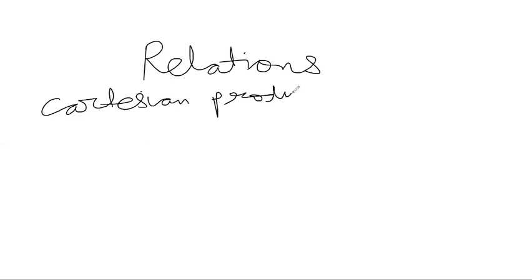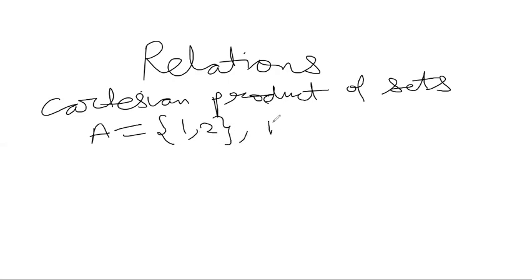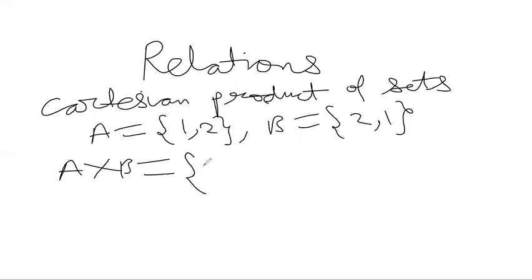Cartesian product of sets. Say there are two sets A and B. A is equal to {1, 2}, B is equal to {2, 1}. Now we will write Cartesian product as A cross B, which is equal to. Now the sets will be, first element we will take from A and then the other element will be from B, like 1 and then 2, then the next one will be 1 and 1, then we will take 2 and 2, then we will take 2 and 1.